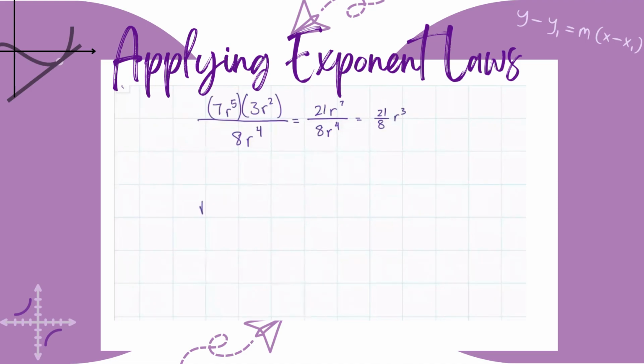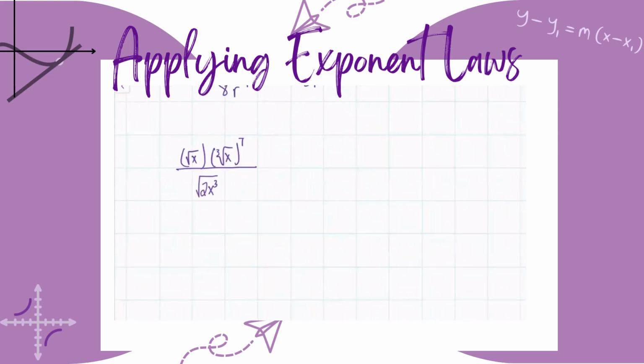Let's say we had root x times cube root x to the power of 7, over root 2x cubed. How would we go about this? So we'd first multiply root x times cube root x. How do we do that? I forgot. Okay, so I'm going to make it a little bit easier by changing everything to have an exponent.